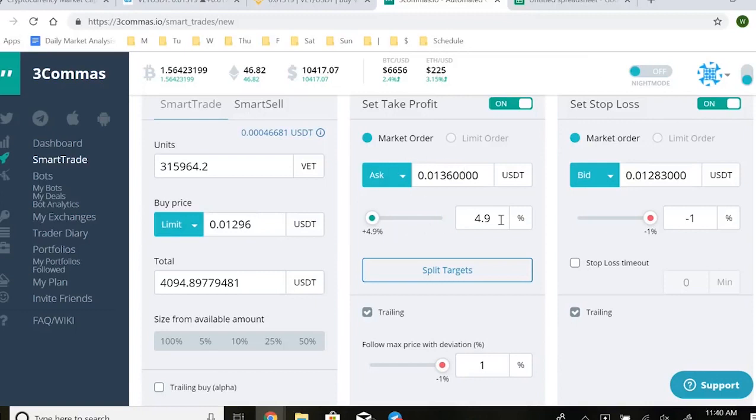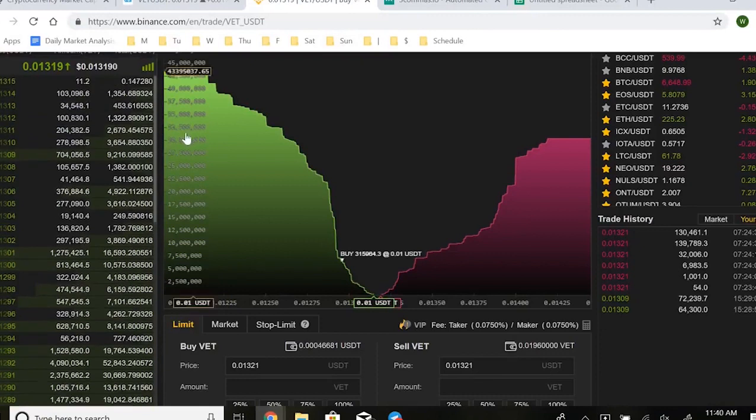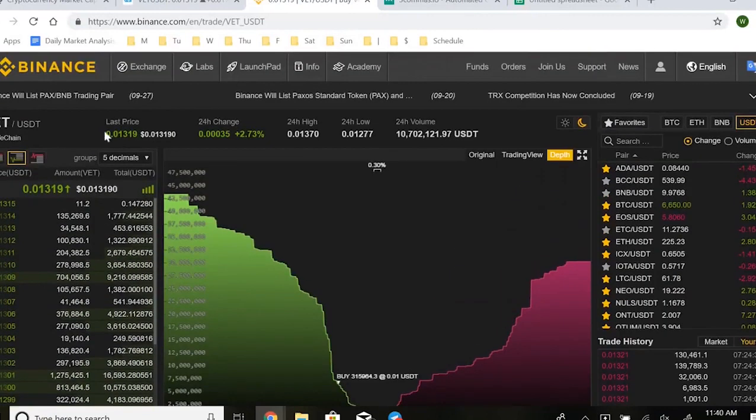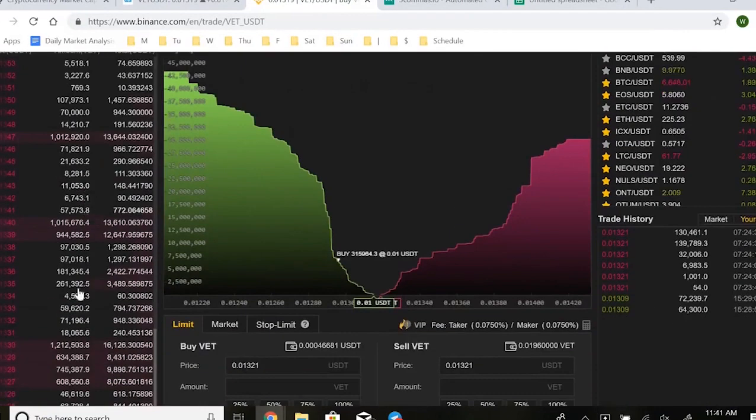So for me, I'm looking to get about 5% profit on this trade. So again, I'm just going to type that in, 5%. Obviously, just ignore this part right here because I already set the buy, but 5%, and it's going to be at 1360. So let me just check the order book, see how many sell levels are going to be around that area, see if we'll actually be able to fill the order.